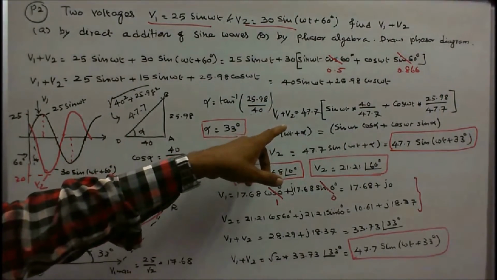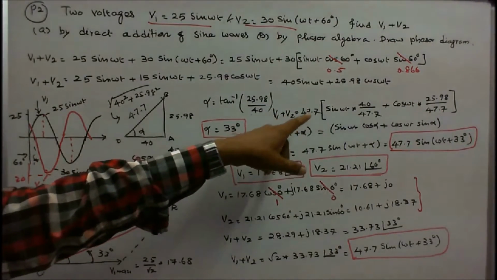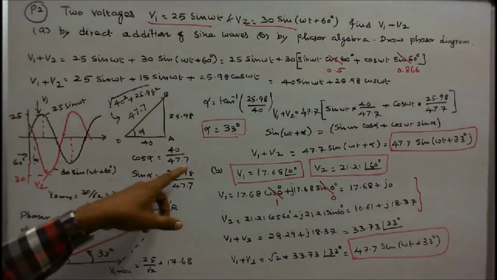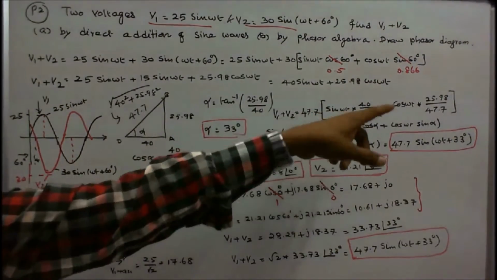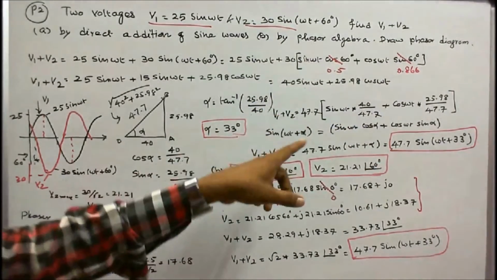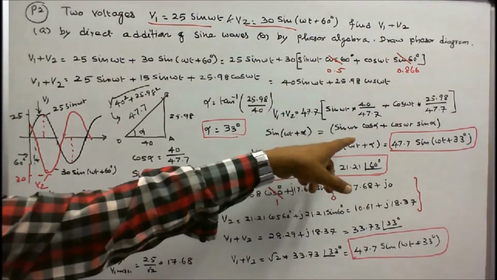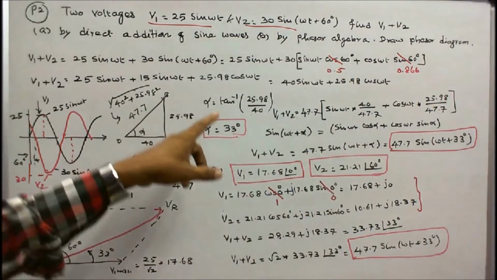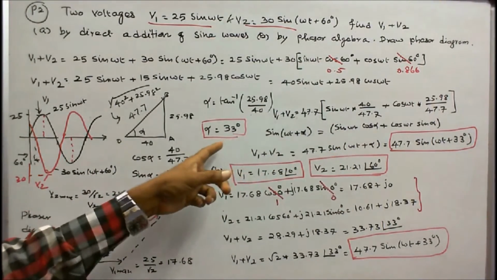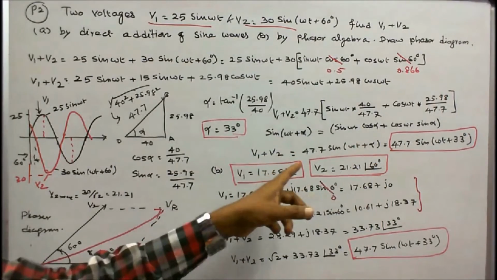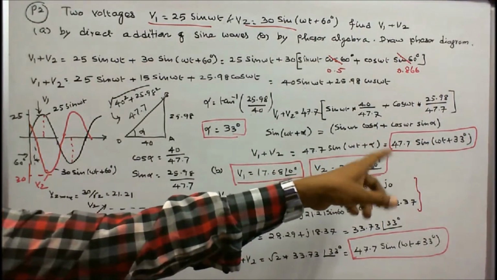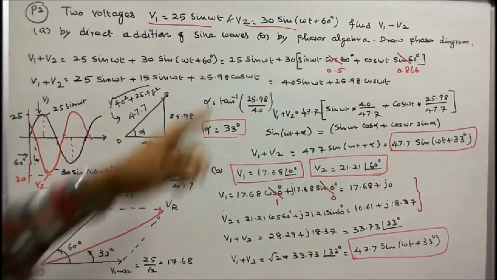V1 plus V2 is equal to, I can write, 47.7 into [sin omega t into cos alpha, where cos alpha is 40 by 47.7, plus cos omega t into sin alpha, where sin alpha is 25.98 divided by 47.7]. Again, that is equal to sin (omega t plus alpha), that is sin omega t cos alpha plus cos omega t sin alpha. Therefore, V1 plus V2 is equal to 47.7 into sin (omega t plus alpha). I know alpha is equal to 33. Therefore, V1 plus V2, by direct addition of sine waves, is equal to 47.7 into sin (omega t plus 33 degrees). Now B, by phasor algebra.